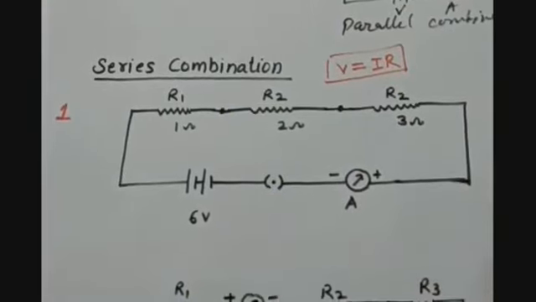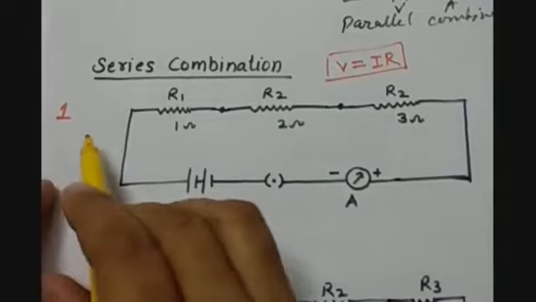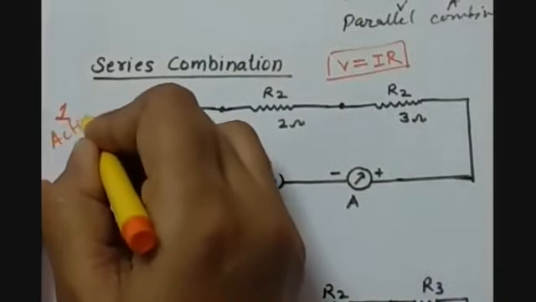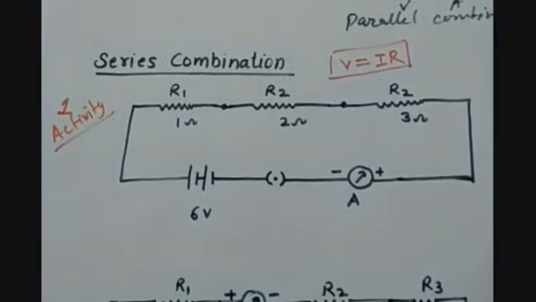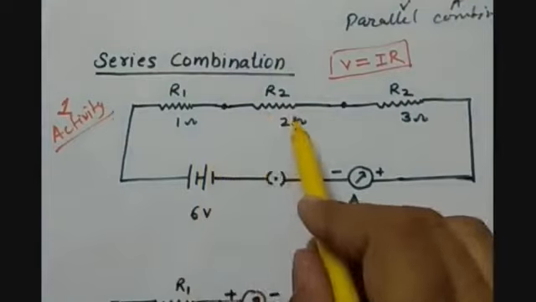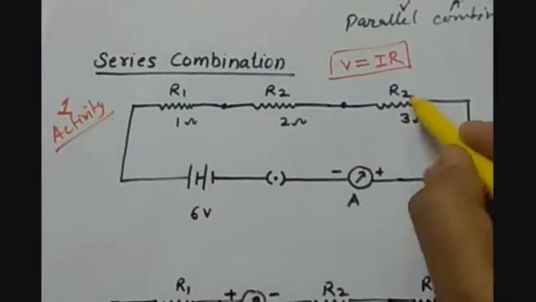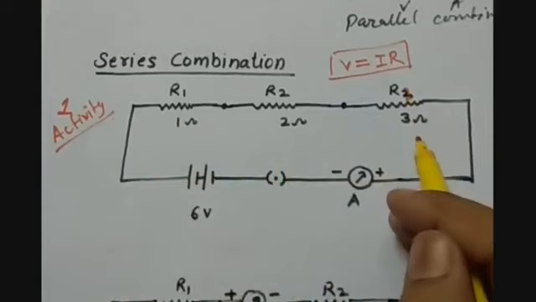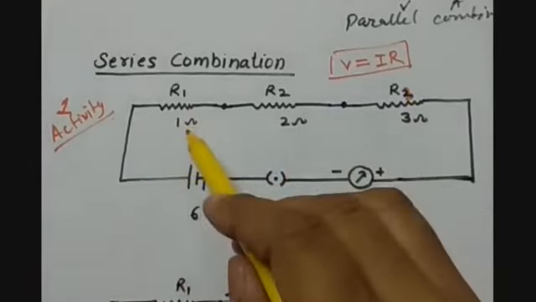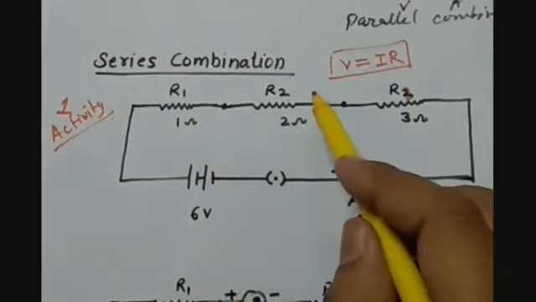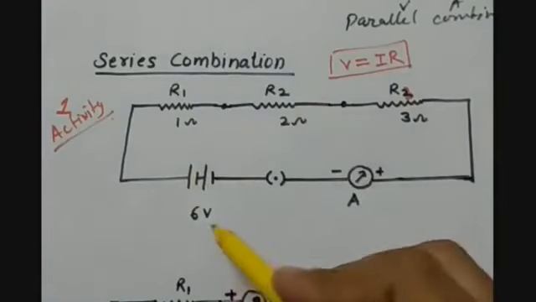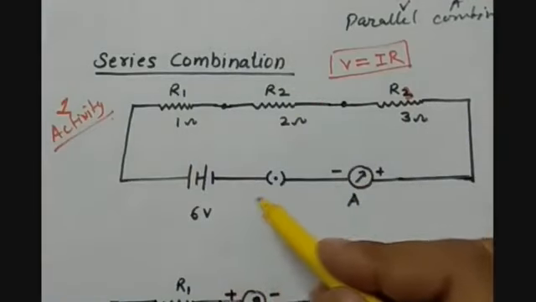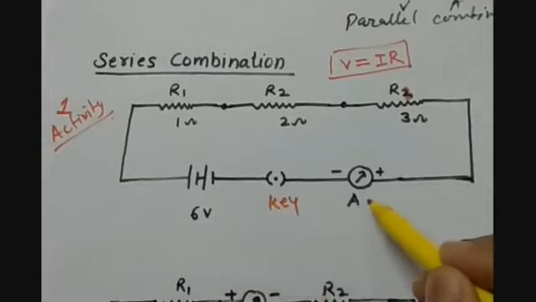So we will perform two activities. The first activity is activity number 1, and here in this activity we have 3 resistors, R1, R2 and R3. These 3 resistors are actually the conductors. R1 has resistance 1 ohm, R2 has resistance 2 ohm and R3 has resistance 3 ohm. We have a battery of 6 volt, a key and an ammeter.